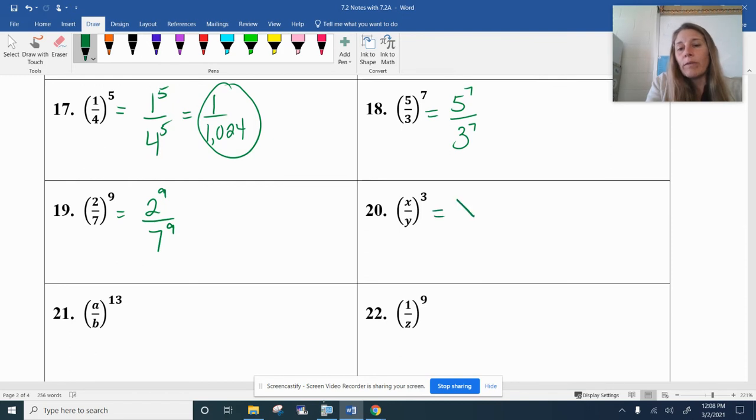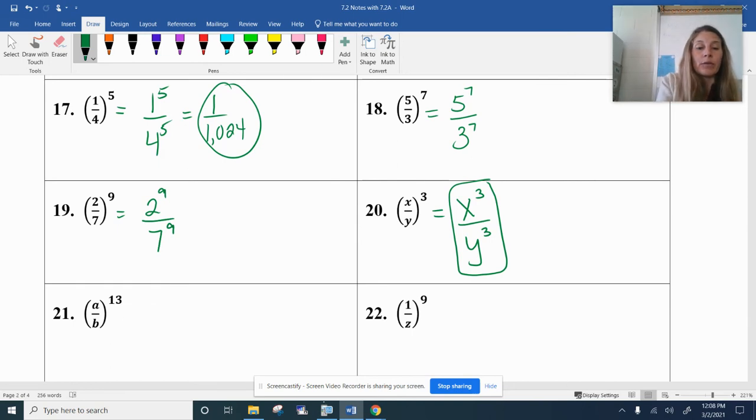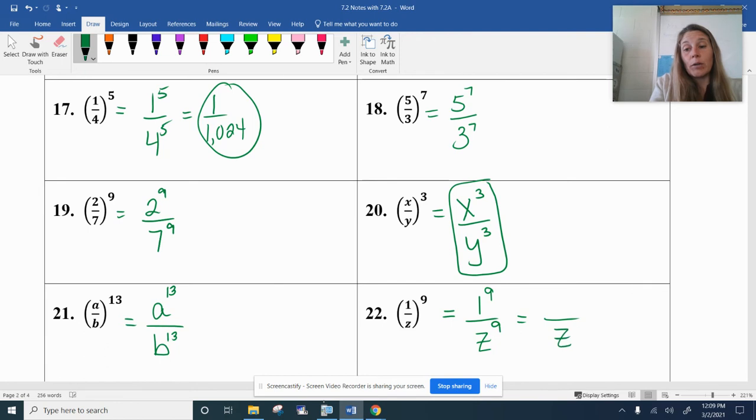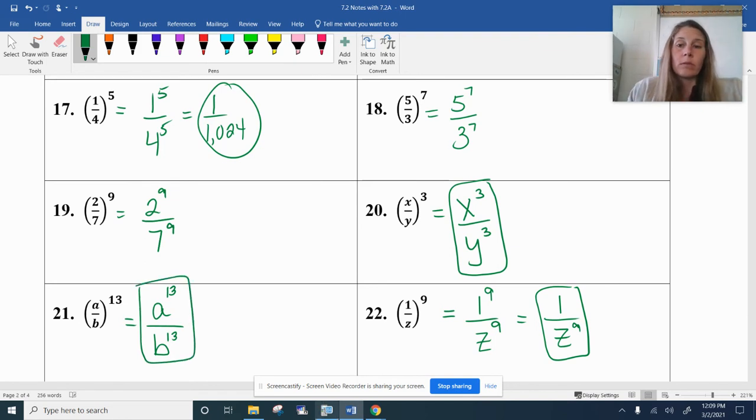Okay, number 20, we have a variable. So this one I kind of like because we don't have to worry about whether or not we need to work it out on our calculator because you can't. So it's x to the third over y to the third. Same thing for 21 here. Both the a and the b are going to get an exponent of 13. And number 22, the 1 is going to get the power of 9, and the z is going to get the power of 9. Now the z, there's not much I can do. However, 1 to the 9th power works out to be 1.